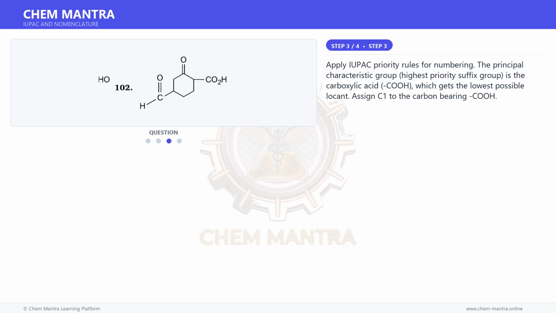Moving on to the next step. Apply IUPAC priority rules for numbering. The principal characteristic group, highest priority suffix group, is the carboxylic acid, CO2H, which gets the lowest possible locant. Assign C1 to the carbon bearing CO2H.